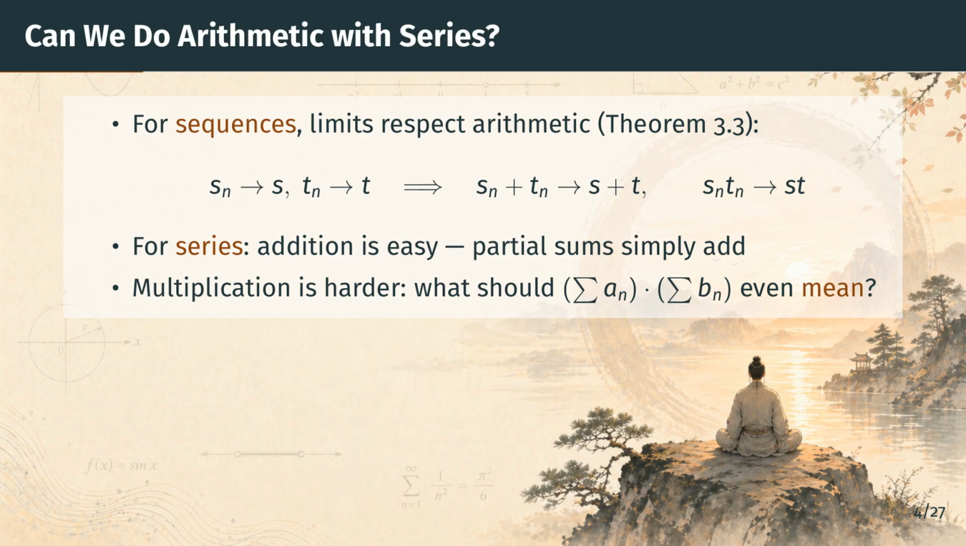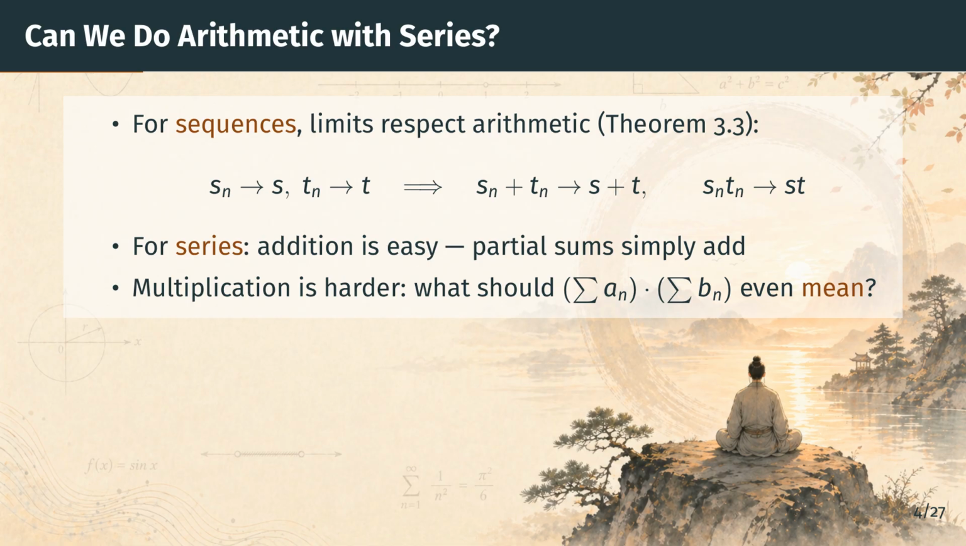For series, the two operations behave very differently. Addition is easy, because the partial sums of the term by term sum are just the sums of the partial sums, so the sequence result applies directly. Multiplication is another story. The partial sums of a product series, however we define it, are not the products of the partial sums. In fact, it is not even clear at the outset what the product of two series should mean. We will have to choose a definition before we can prove anything.